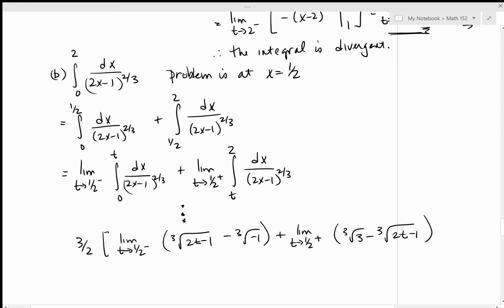So it's looking like this limit's going to exist because this, when t gets to be 1/2, is just 0. So is this, when t is 1/2, that is simply 0. So we are left with this guy here and this guy here. So this is going to be equal to 3/2 times 1 plus the cube root of 3. Okay, so the integral exists and it has a value, and we have found the value. So that is part B.